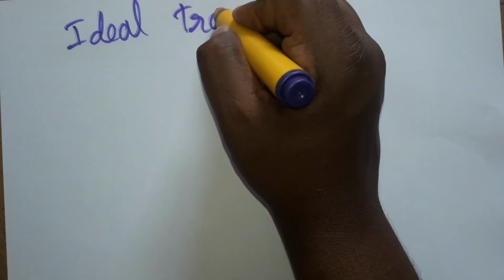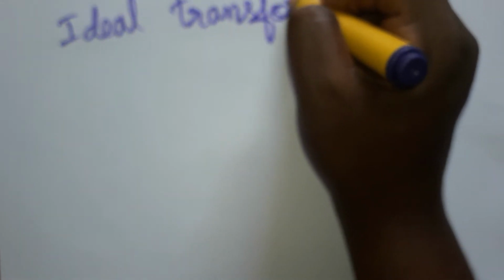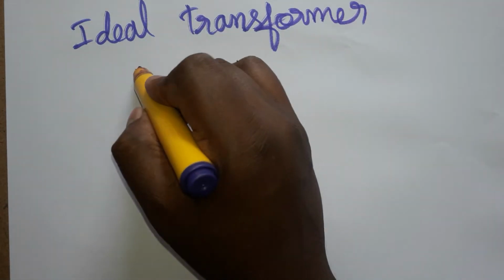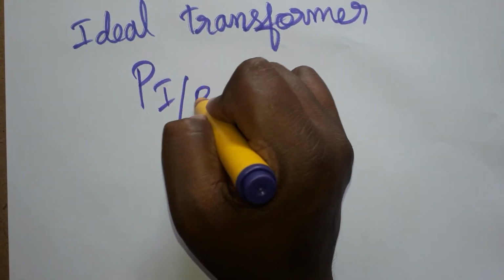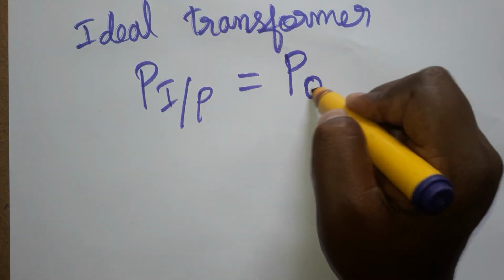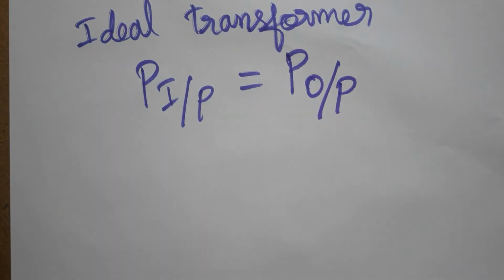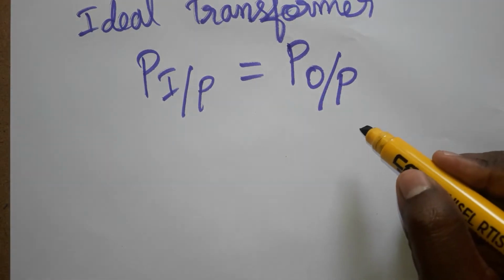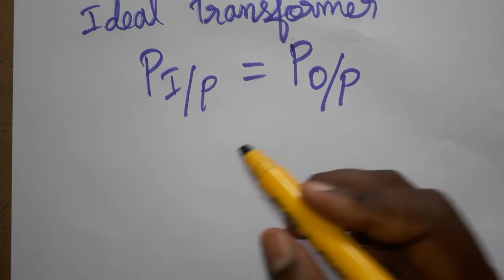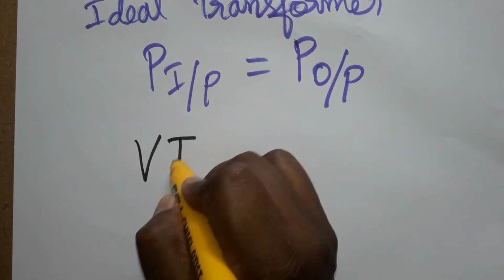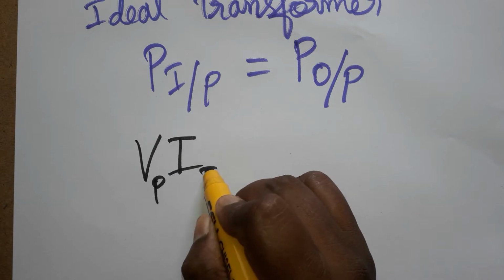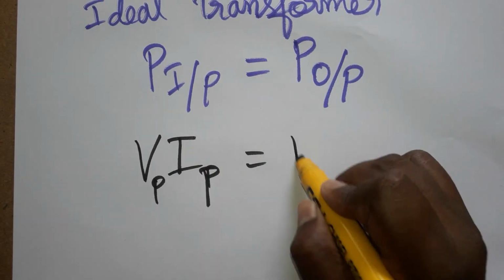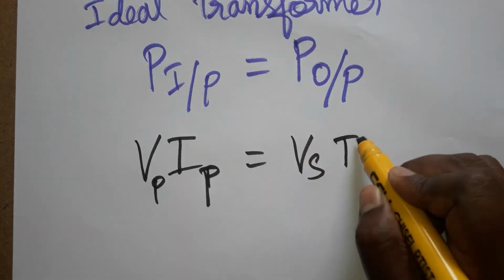Ideal transformer: power input is equal to power output. Input power is the power in the primary coil, and output power is the power we can take from the secondary coil. Power is equal to voltage times current, in the primary and in the secondary. So power output is the voltage in the secondary times the current in the secondary.